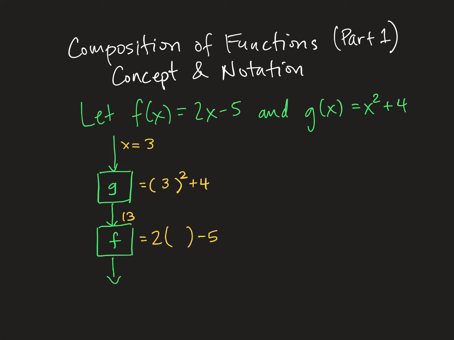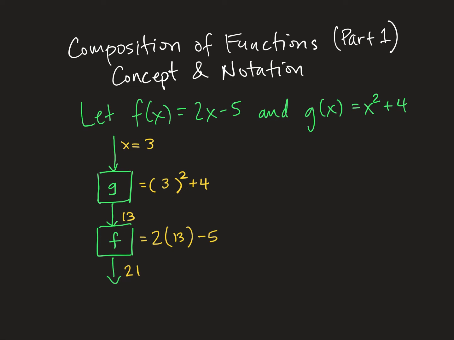Well, what number is being input into f? 13. So then I simplify. 2 times 13 is 26. 26 minus 5 is 21.